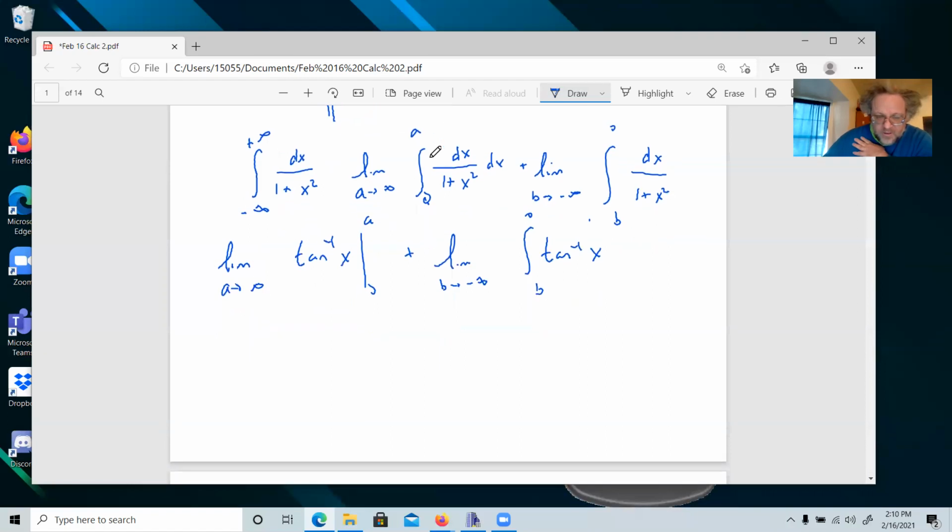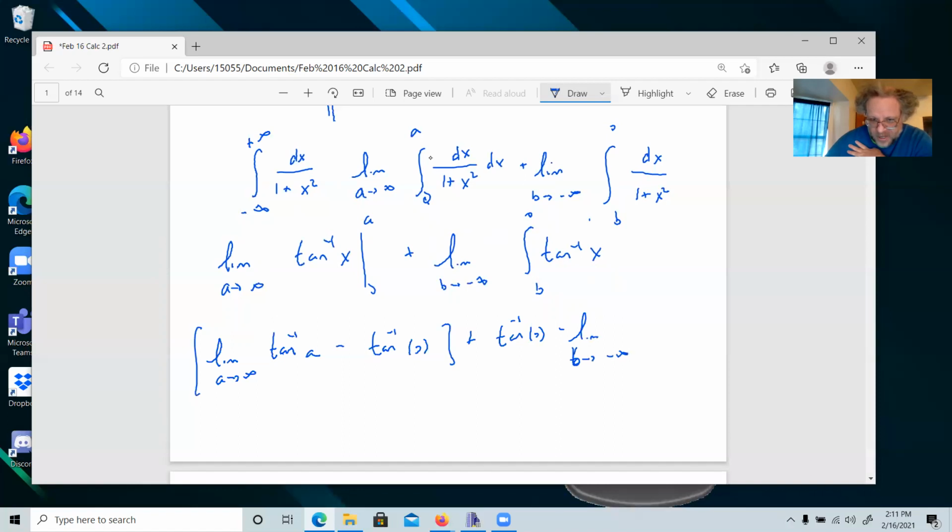We're going to go back and say, okay, well, this is going to be the limit as a goes to infinity of the tangent inverse of a minus, we don't need a limit because this is tangent inverse of an actual number, 0. So that's this area. And we have plus the tangent inverse of 0 minus the limit as b goes to negative infinity of tangent inverse of b.